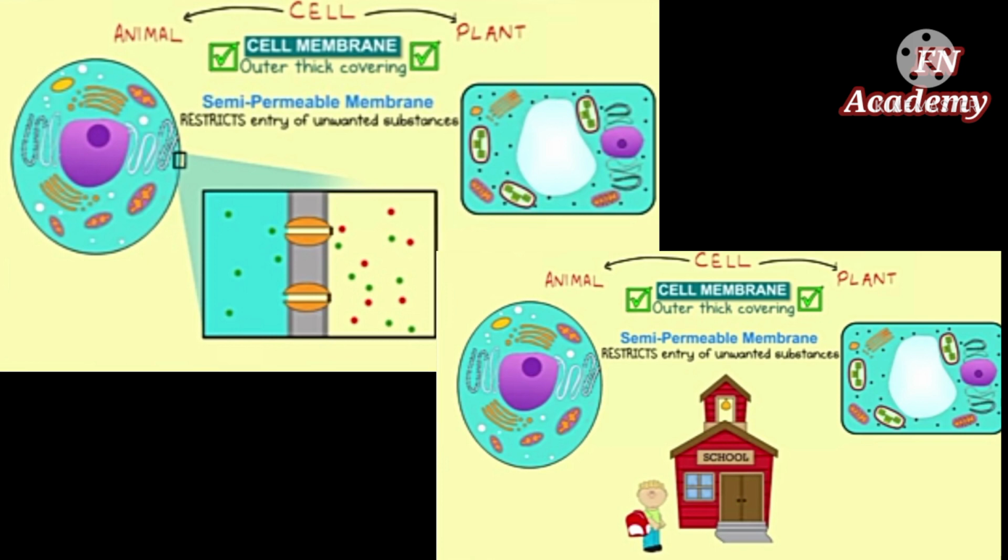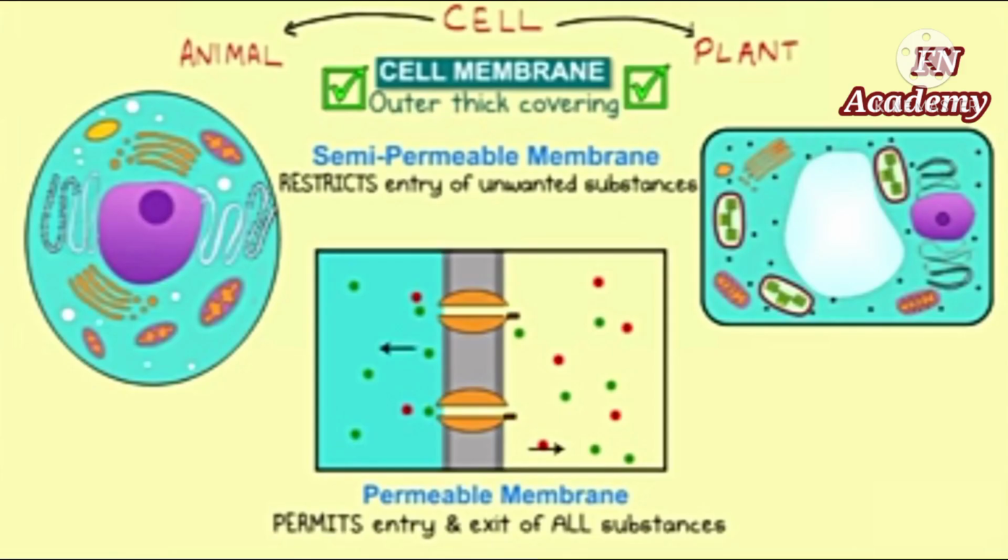Simultaneously this membrane also restricts some substances which are not needed by the cell, and scientifically we call such a membrane a semi-permeable membrane. In a simple way we can imagine it to be a school gate that only allows the teachers and students of that school to enter. And there is also something called a permeable membrane. In contrast to a semi-permeable membrane, a permeable membrane allows the entry and exit of all types of substances in and out of the cell, but the cell membrane is always a semi-permeable membrane.